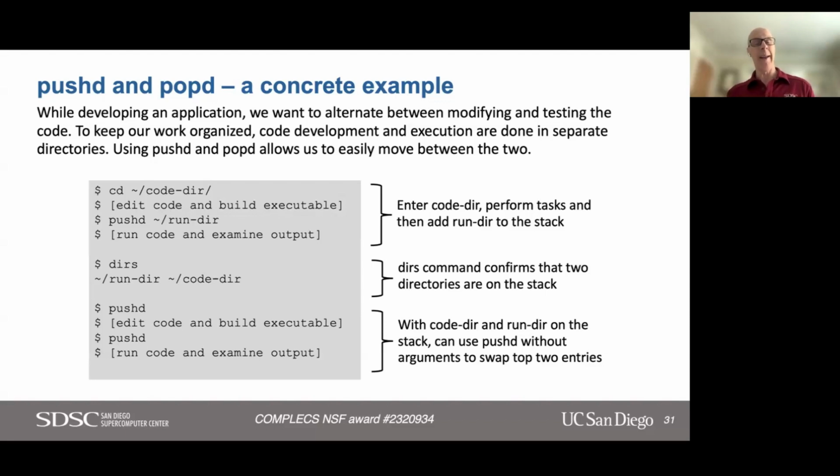I'm all done doing my editing and building. Do pushd again, swaps the top 2 on the stack, and I'm now in the directory where I'm running the code. So really handy if you find yourself moving back and forth between 2 or more directories. I find that sometimes it's convenient to have an extensive stack of directories, but most often I will find that just a couple of directories, in this case, one where I'm editing and building the executable, another one where I'm running the code and examining the output, is sufficient.